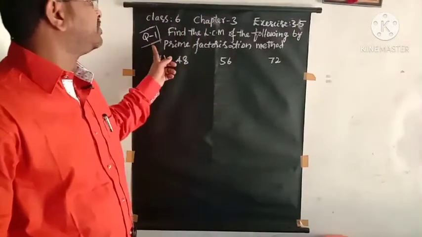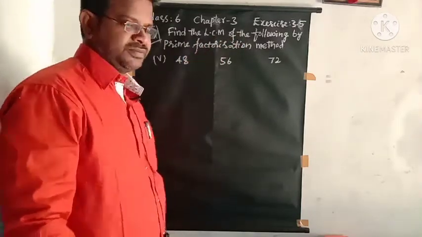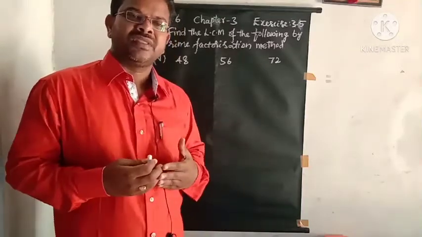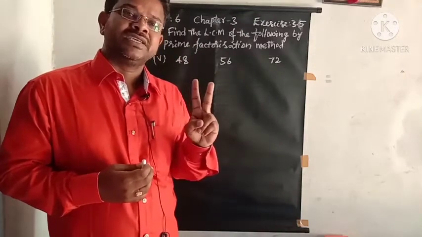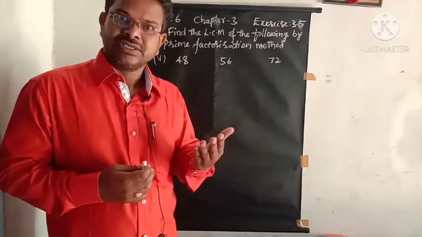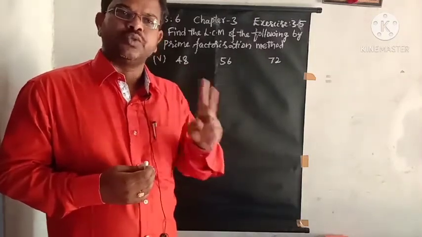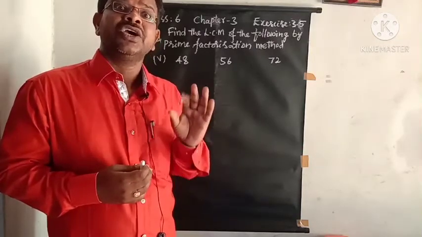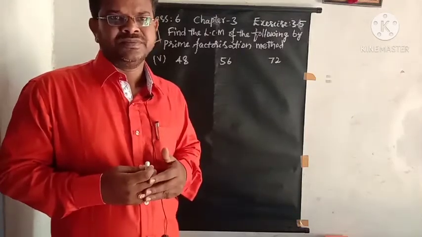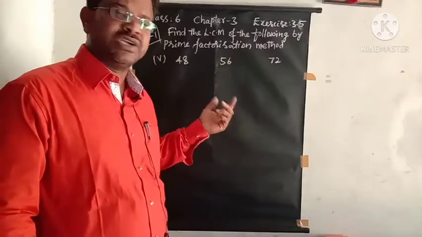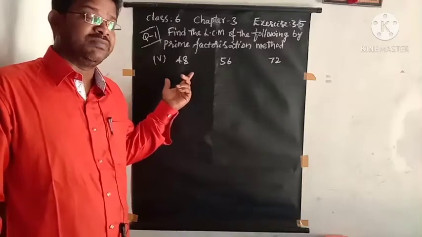The question number 1: find the LCM of the following by prime factorization method. For finding LCM, there are two ways. One is the prime factorization method, the second one is the division method. As we learned, for finding HCF also, we used two ways: the prime factorization method and the Euclid division method, or continued division method. But for finding the LCM of numbers, we just use the division method.